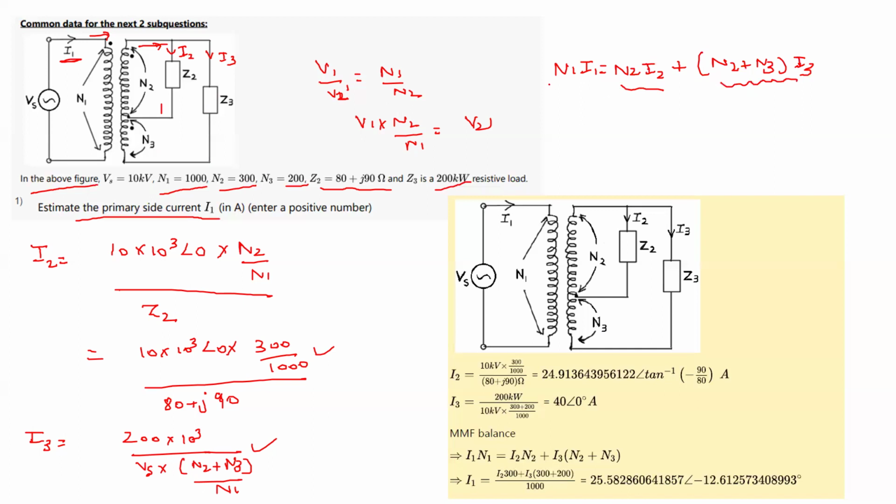So in this expression, you know N1, you know N2, and you have solved for I2. Similarly, you know N2, N3, and you have solved for I3. So the only unknown is I1. By using that, you can get the value of I1 like this. This is how you solve for this question. So let us go to the next question.